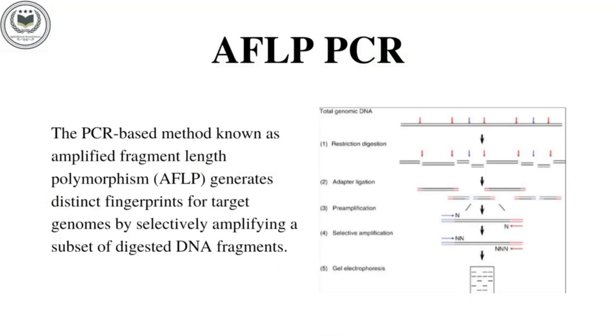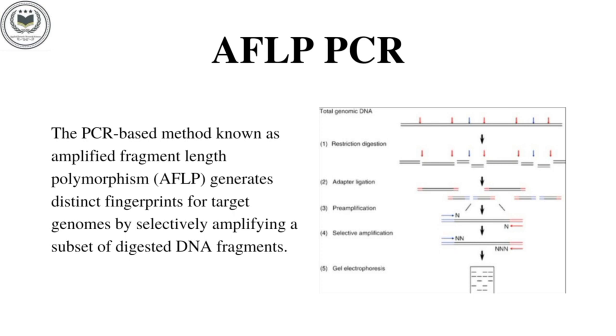AFLP PCR. The PCR-based method known as amplified fragment length polymorphism generates distinct fingerprints for target genomes by selectively amplifying a subset of digested DNA fragments. Procedure. Step 1. Preparing the AFLP template. Step 2. Ligation reaction with restriction fragments and adapters. Step 3. Selective PCR amplification. Step 4. Electrophoretic separation of amplified DNA fragments.